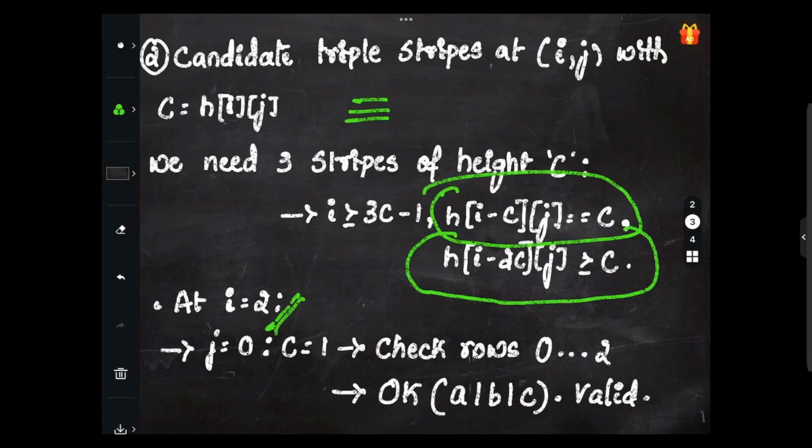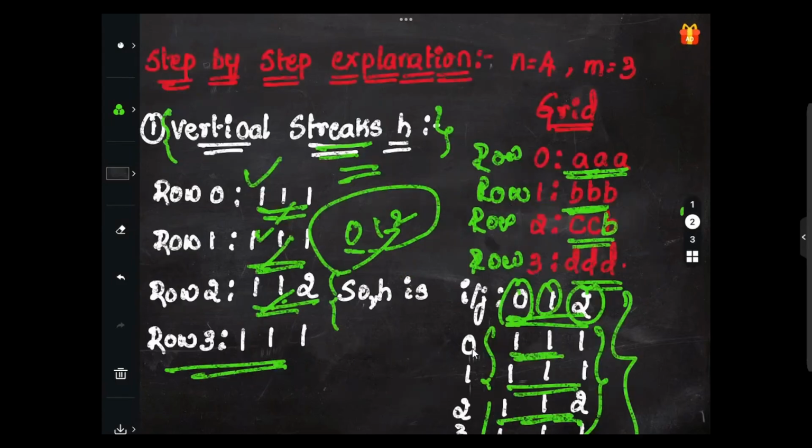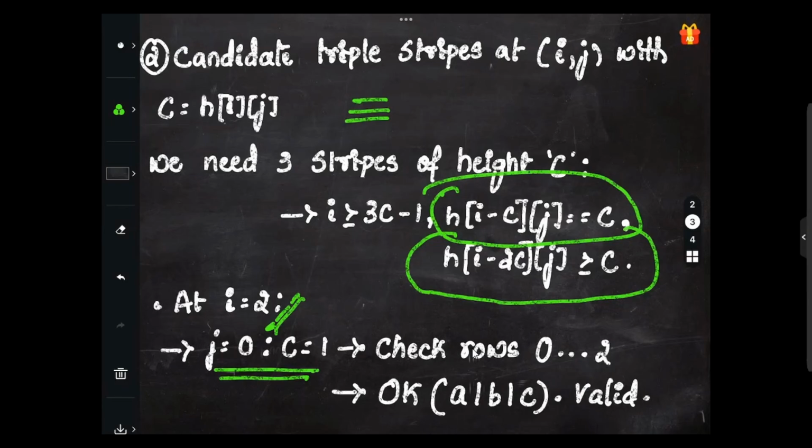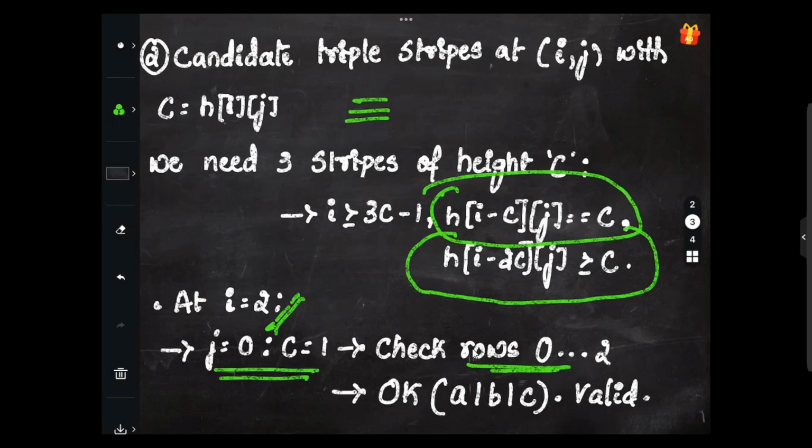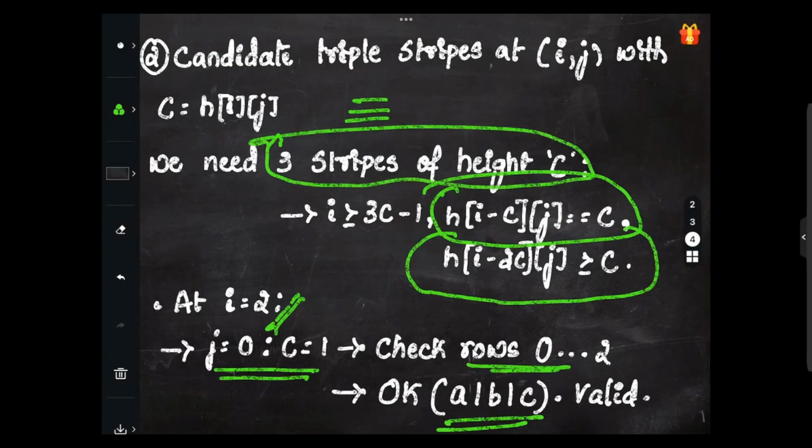In simple terms, let's move on with i equals 2, so you'll understand this better. Here we are considering j equals 0, which means c equals 1, according to the grid we are considering. We will be checking the rows from 0 to 2, from here to here, from a, b, c. This is valid because we are finding the three stripes of height c.